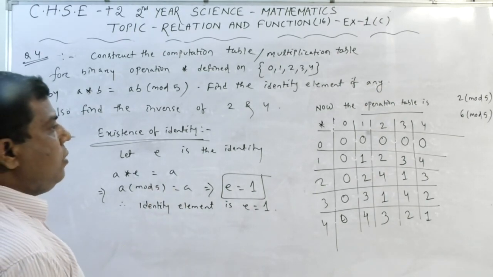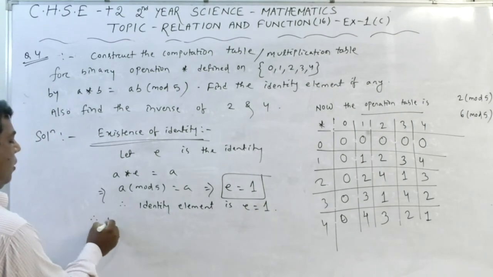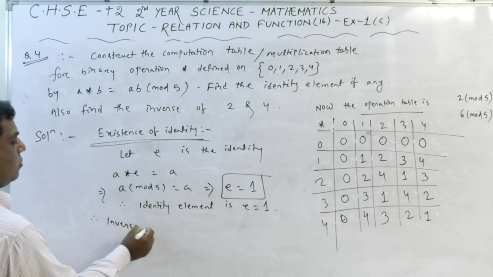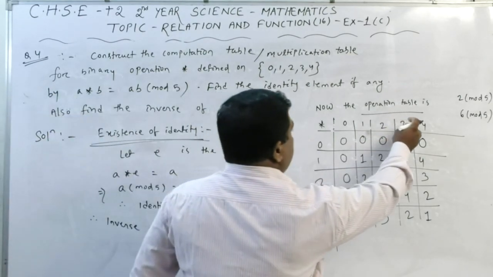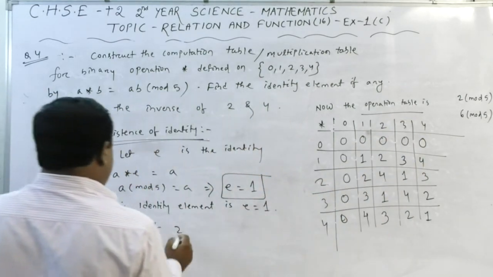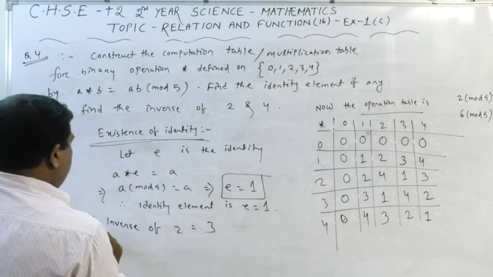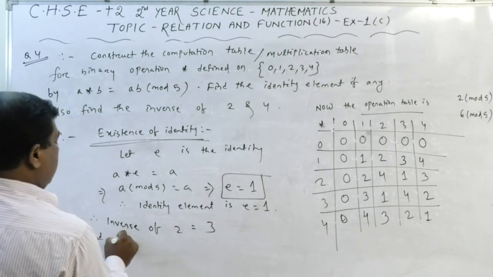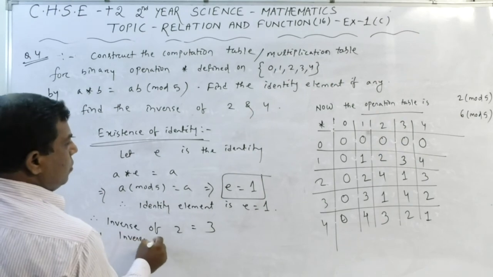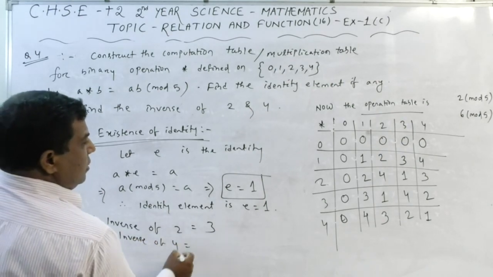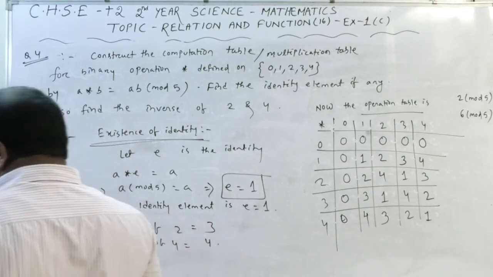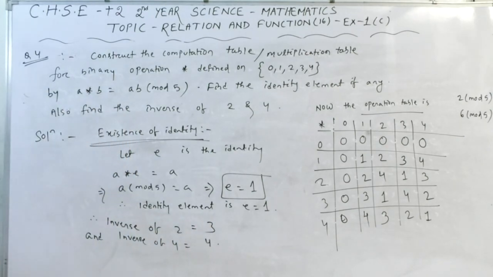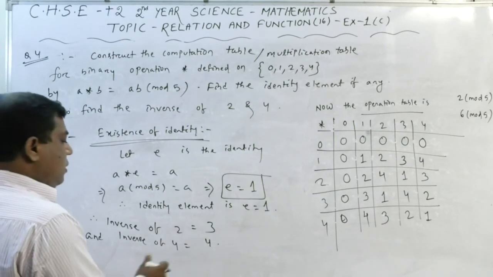Now we have to find the inverse. Therefore, inverse of 2 is the element with which 2 is operated so that the result is equal to 1. Inverse of 2 is 3. And inverse of 4, it is what? Inverse of 4 is itself. Yes or no? So we can say inverse of 2 is 3 and inverse of 4 is 4.